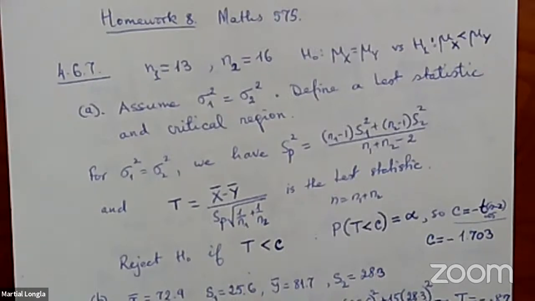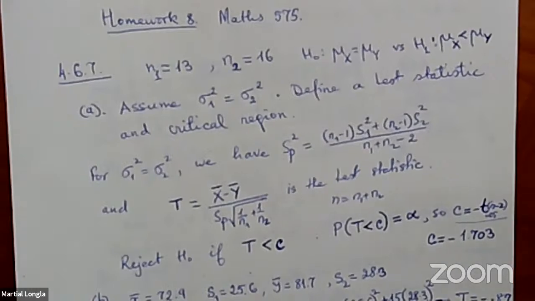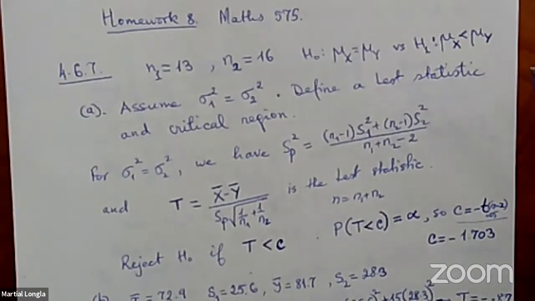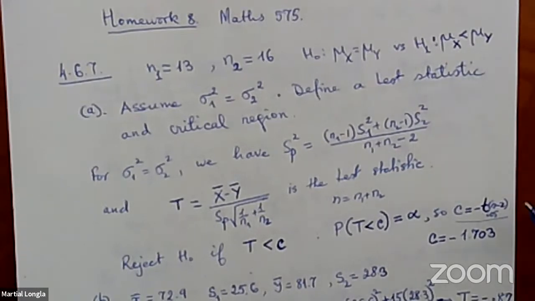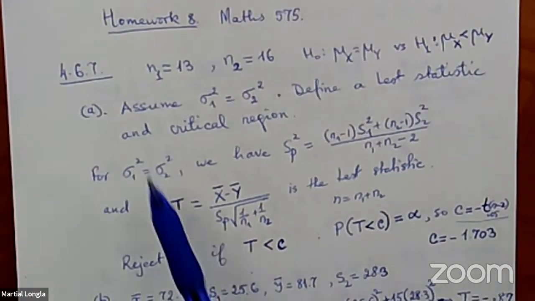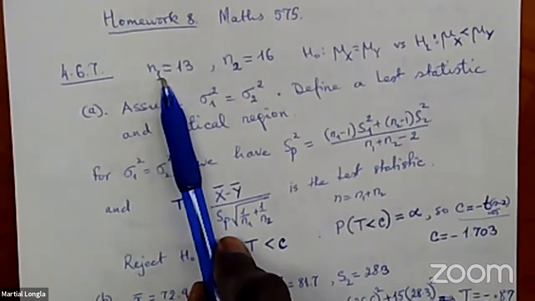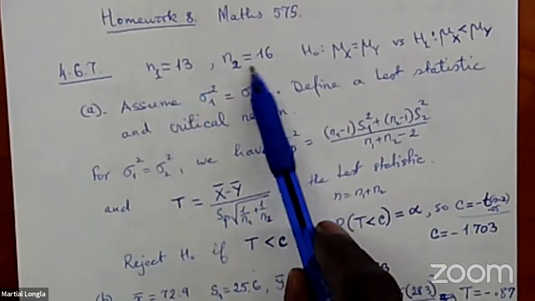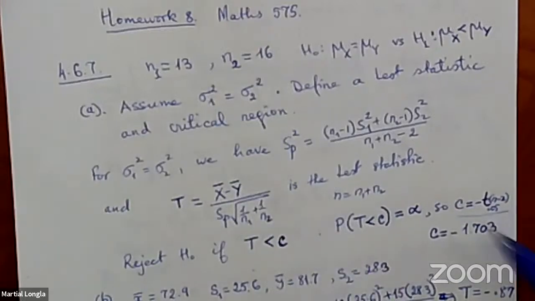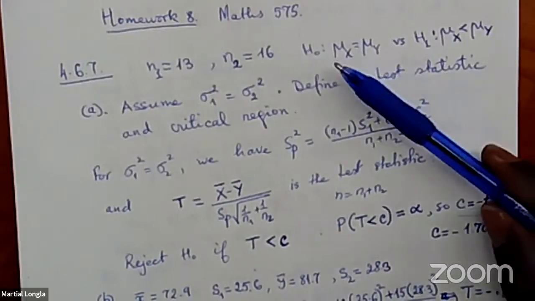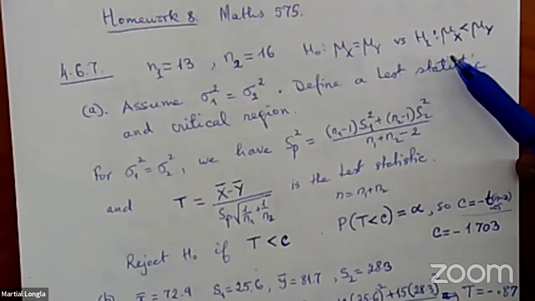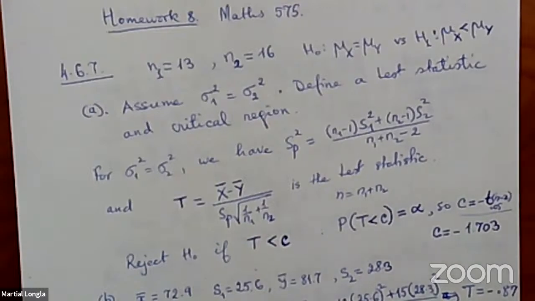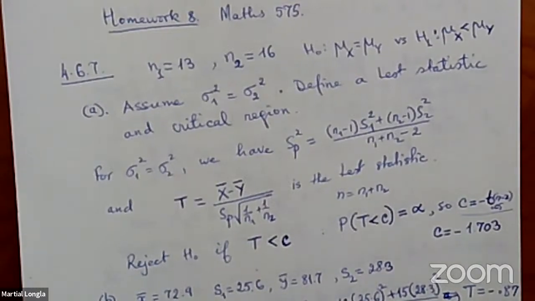Here the first question was about testing. We have two samples, a sample from a distribution X and a sample from a distribution Y. The sample size for the population X is 13, the sample size for Y is 16, and you need to test the hypothesis H naught: mu X equals mu Y versus the alternative that mu X is less than mu Y.